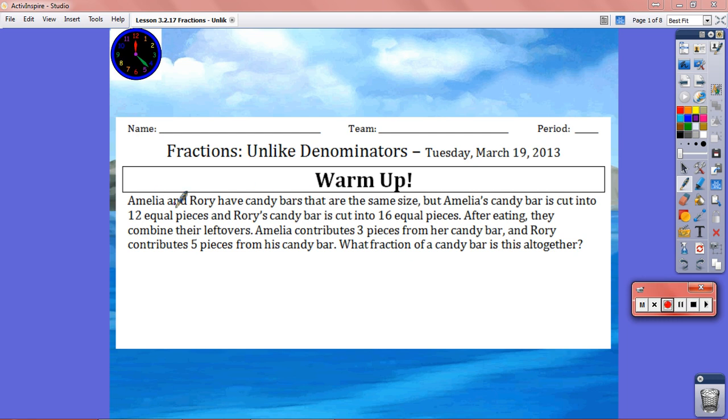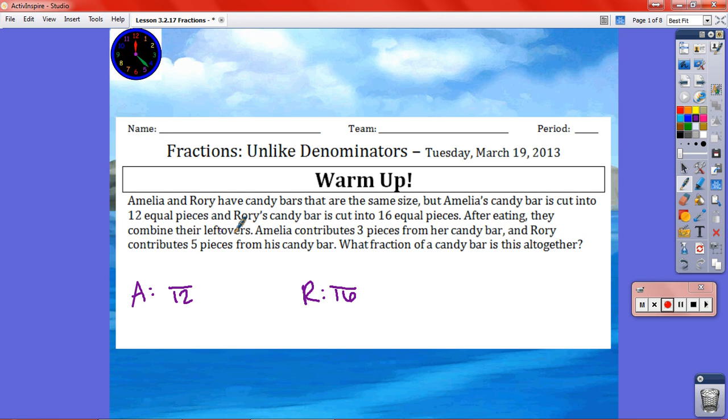So for the warm-up, we have Amelia and Rory have candy bars that are the same size, but Amelia's candy bar is cut into 12 equal pieces and Rory's candy bar is cut into 16 equal pieces. So right away I know that Amelia has twelfths, and Rory has sixteenths, because that's how many pieces their candy bars are cut into.